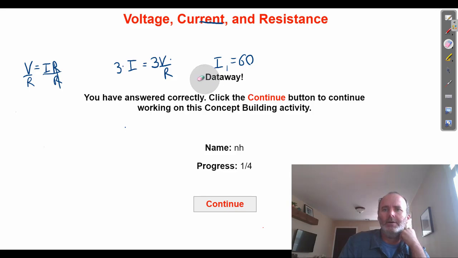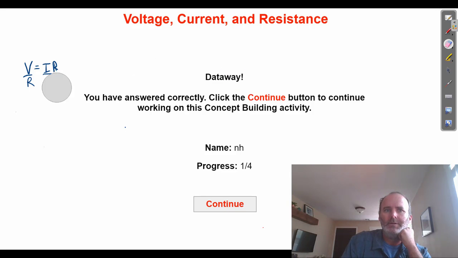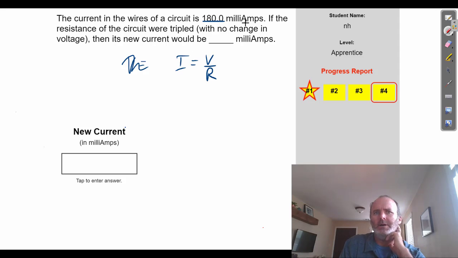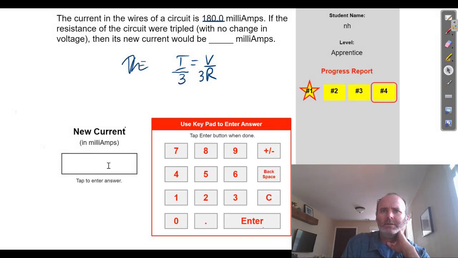Let's do a couple more. We'll do one more from the apprentice. The current is 180. Remember I is equal to V over R. If the resistance of the circuit were tripled, now we're tripling the resistance. Whatever you do to one side, you do to the other side. No change in the voltage, so 180 divided by 3 is 60.